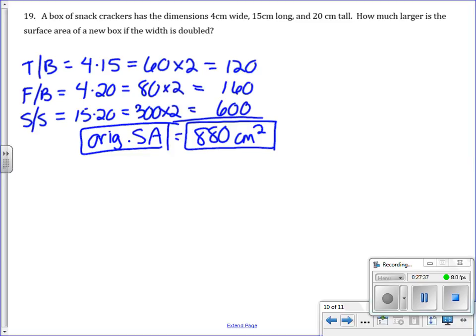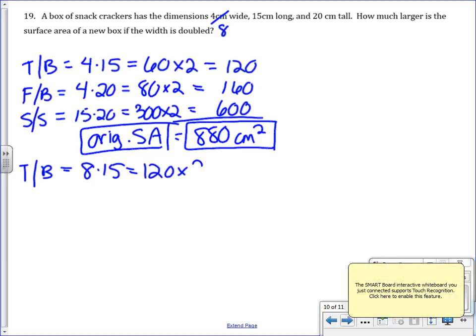Now, I need to find out how much larger is it if the width is doubled. So now instead of 4, I'm going to use 8. So what I'm going to do is really, literally, wherever I see a 4 in my problem here, I'm going to put an 8. So my top and my bottom become 8 times 15, which is 120. Again, times 2 gives me 240. Sorry, a little glitch on the computer here.